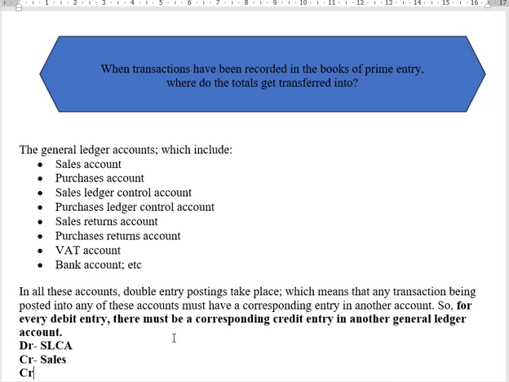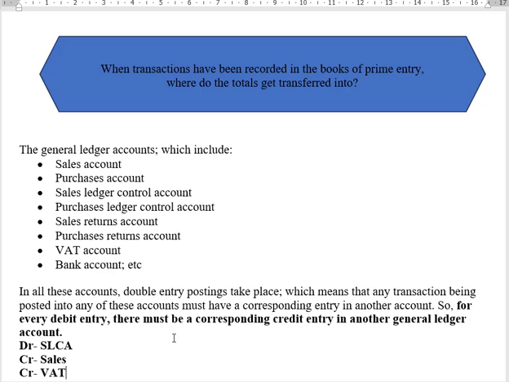If there is VAT charged on that transaction, I would also credit the VAT account. That means I have debited SLCA, which is one of my general ledger accounts, and I've credited sales, which is also one of my general ledger accounts, and I've credited VAT as well. That is me complying with the double entry principle. For every debit entry, there must be a corresponding credit entry, and that takes place in the general ledger accounts.